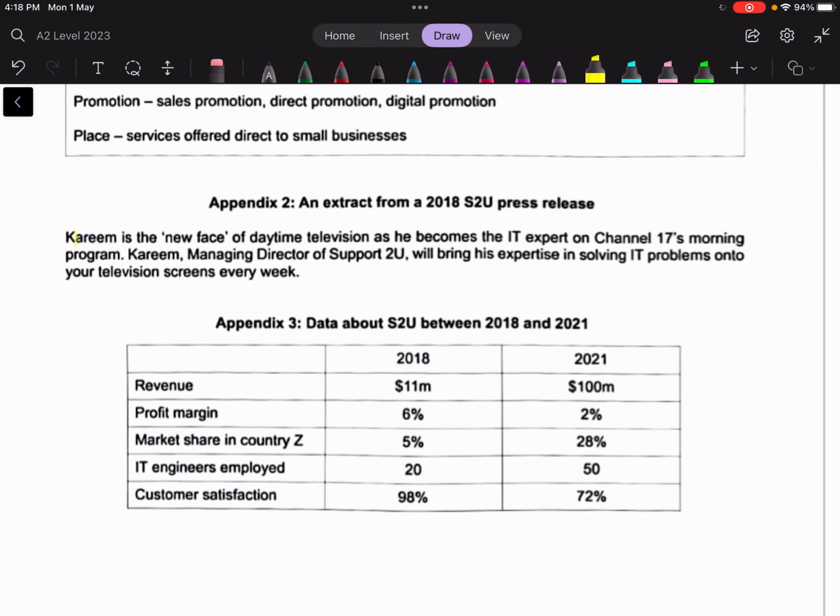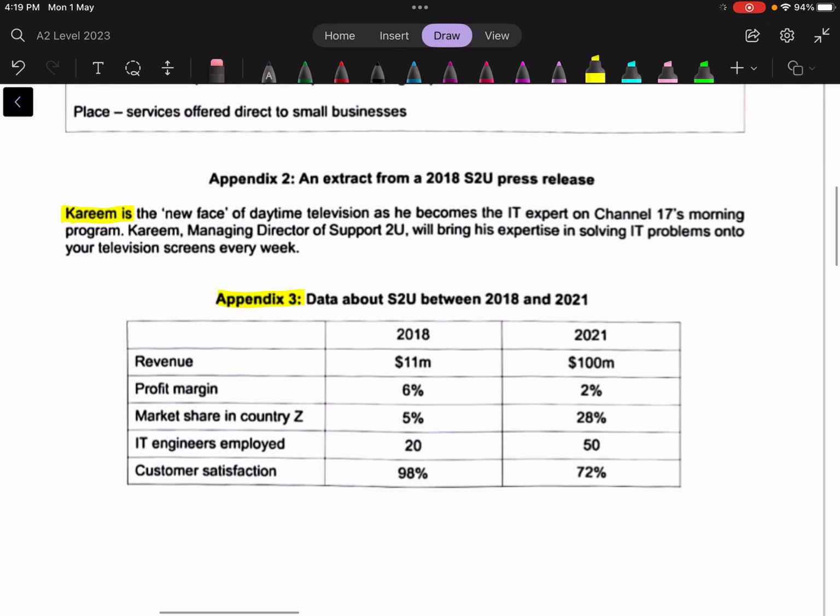Appendix 2 states that Kareem is basically gaining popularity and becomes the new face of daytime television and XYZ, which is then again of relevance to question number 1. But you can use this in question number 2 as well, which I'll be telling you how in a later while. So Appendix 3 gives us some financial information, and you can clearly see that the profit margin is falling.